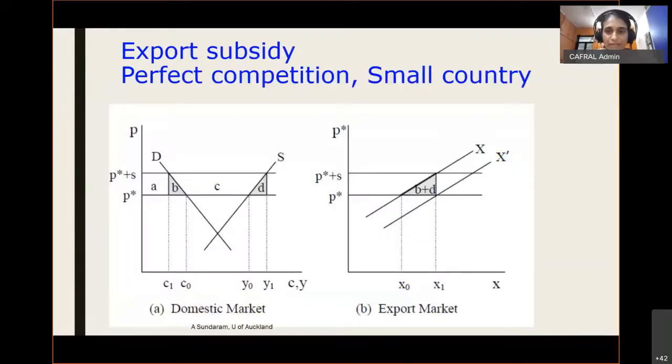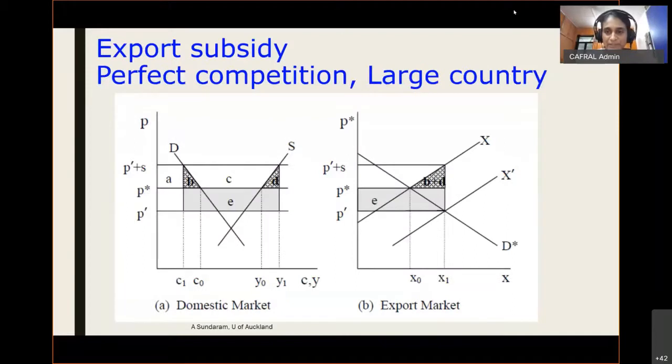So let's look at export subsidy, and I'm going to go directly to the large country example because this is where the action happens. This is a similar diagram to the tariff: left-hand side domestic market, right-hand side export market. One important distinction here is the autarky price is where the demand and supply curves meet in the domestic market, and that autarky price is lower than the world price P star. Why is the autarky price lower? Because this is a country that has a comparative advantage. It's exporting, right? So it has a lower autarky price.